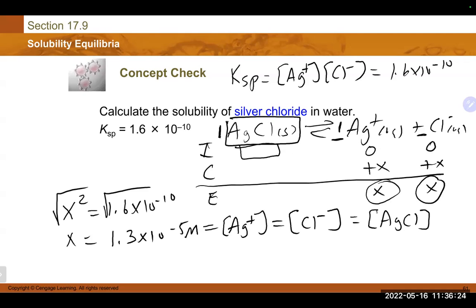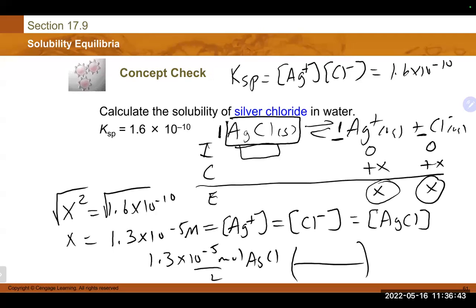By the way, in these Ksp problems, when you solve for x, that really is what's known as the molar solubility, that is solubility of the whole compound. Just for reference sake, if you take that, which is basically moles per liter of silver chloride, and you multiply it by the molar mass of silver chloride, which is 107.9 plus 35.45, which is 143.4 grams per mole.